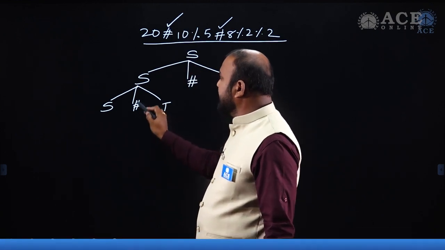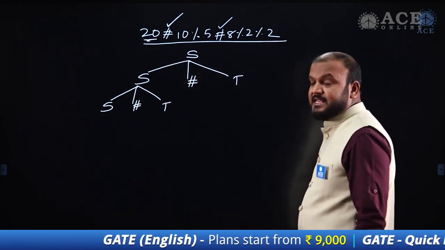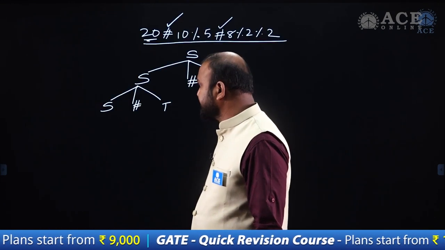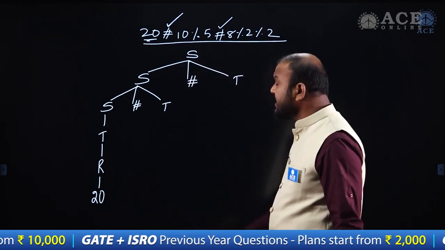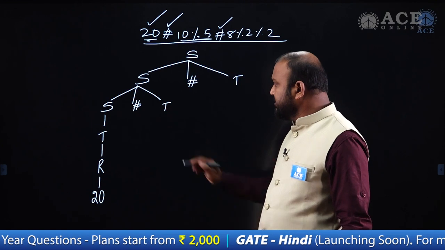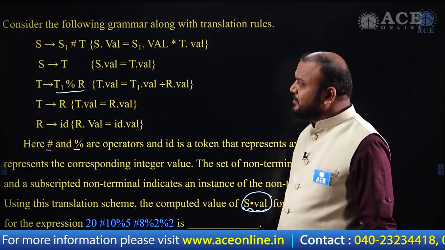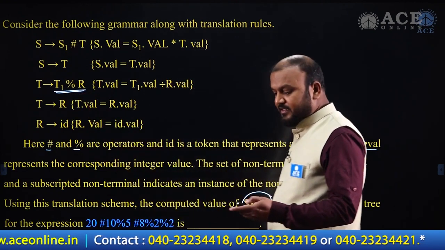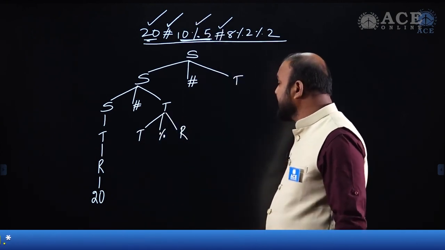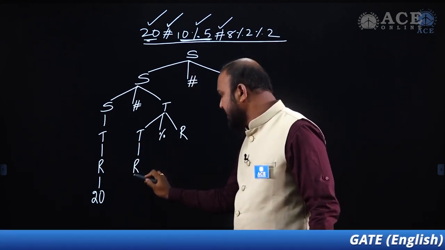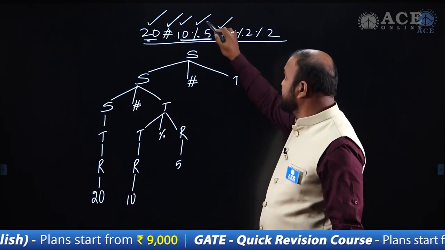Now this is the first hash. To the left of the first hash we have S. With S we have to derive 20. So to derive 20 with S, we have the productions S to T, T to R, R to ID. What is ID? ID should be 20. Now 20 hash is derived. Next we have to go with non-terminal T. With T we have to derive 10 percentile 5. Now to get 10 percentile 5 we have to apply the T production, T percentile R. Now T is replaced with T percentile R, so that we derived the percentile symbol. Now with T we have to get 10, so T should be replaced with R, and R should be replaced with 10. 10 is derived. And with R we have to get 5, so R should be replaced with 5. This is derived, hash is derived.